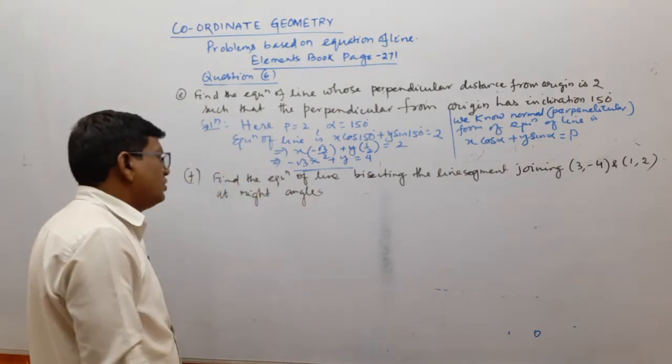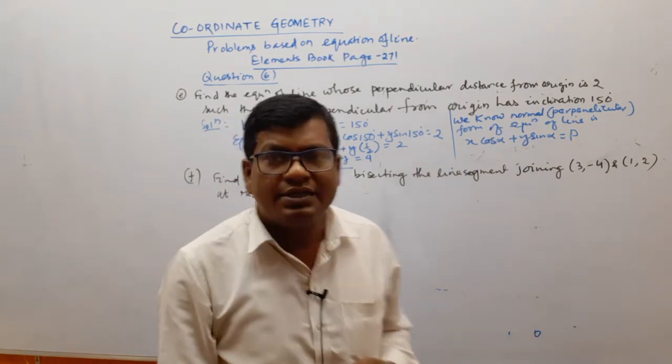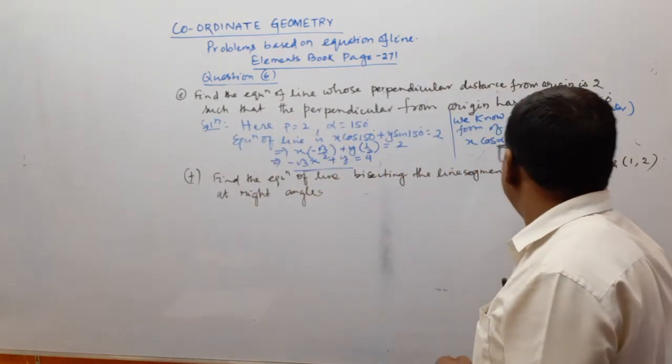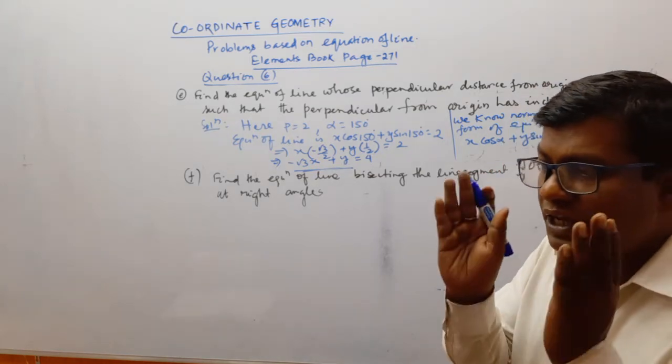Now another question. Find the equation of the line bisecting the line segment joining the points at right angle. Bisecting means dividing into equal parts.